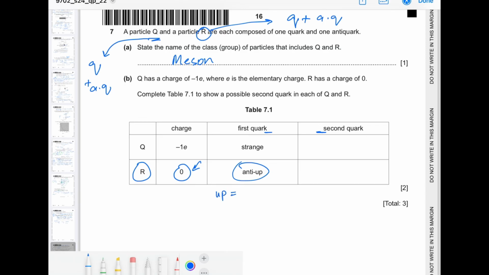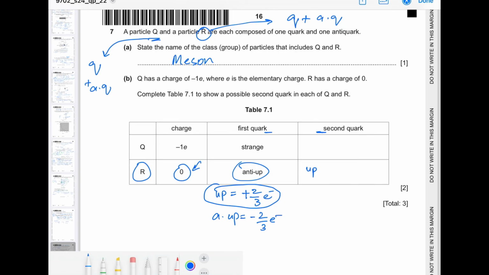So up quark has a positive two-thirds of an elementary charge. So the antiquark, or anti-up quark, will have negative two-thirds of an elementary charge. To cancel this out, you will need a positive two-thirds of an elementary charge, which can be carried by an up quark, a charm, or a top quark.